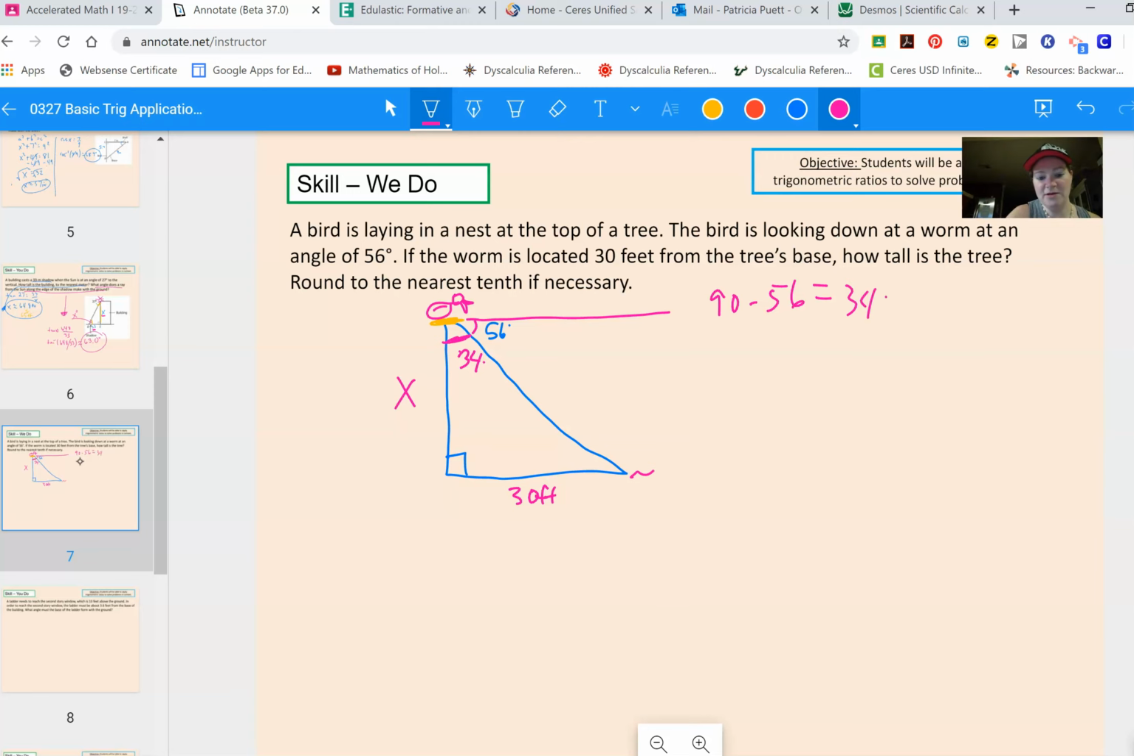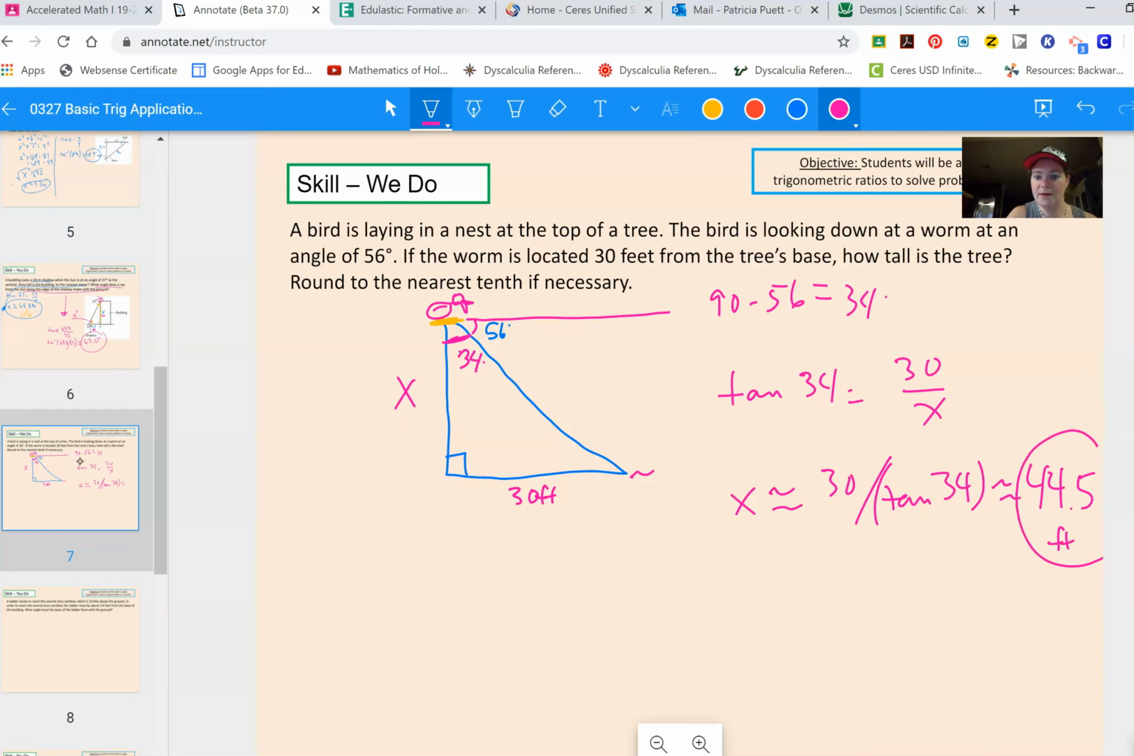Okay, so I'm going to go ahead and use tangent. So I'd say the tangent of 34 degrees is equal to 30 over x, because it's the opposite over the adjacent. So I know that x is going to be equal to 30 divided by the tangent of 34. So 30 divided by the tangent of 34, I got 44.5 feet. So how tall is the tree? The tree is about 44.5 feet tall.